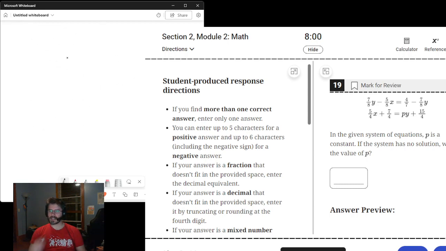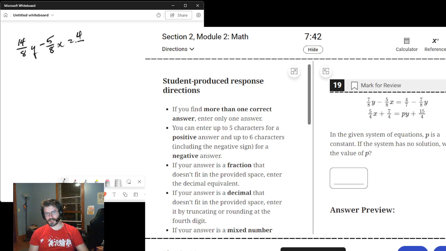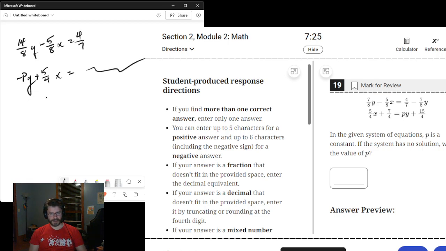Has no solution. Okay, this is actually not so bad. That tells us that these are parallel. Let's get the slope. So get this into standard form. Add the 7/8 over, you get 14 over 8y minus 5/8x equals 4/7. We don't care about that. All we care about are the left-hand side things here. Let's get the y over. So negative py plus 5/4 x equals whatever. We don't care. We want the slope. If these have no solution, the slopes are the same.